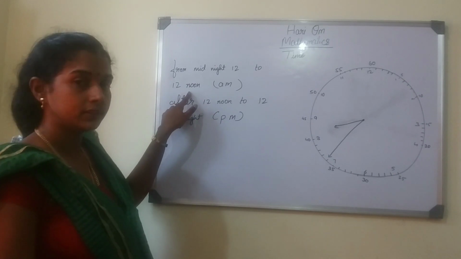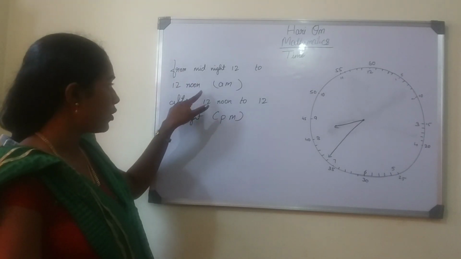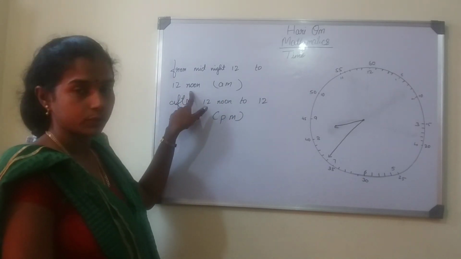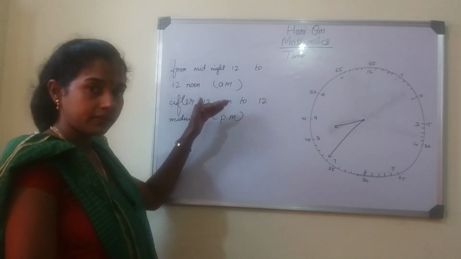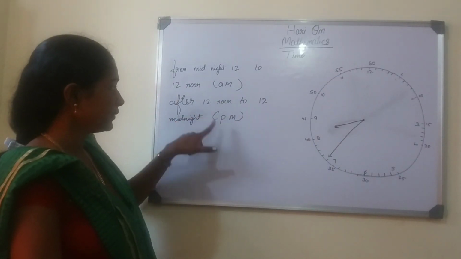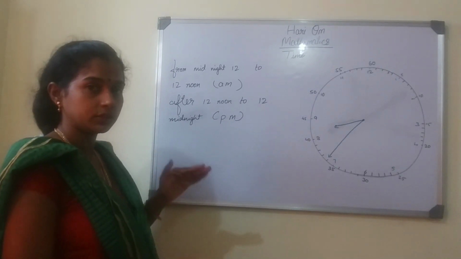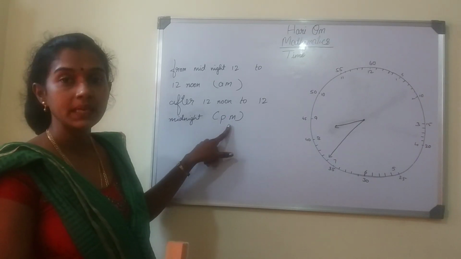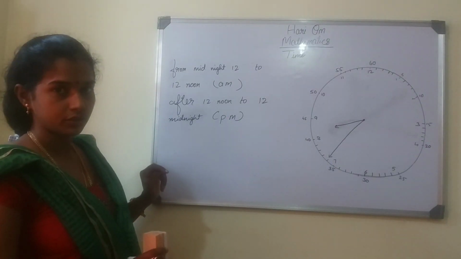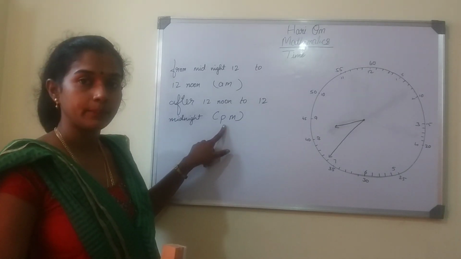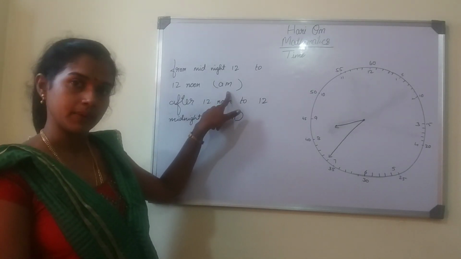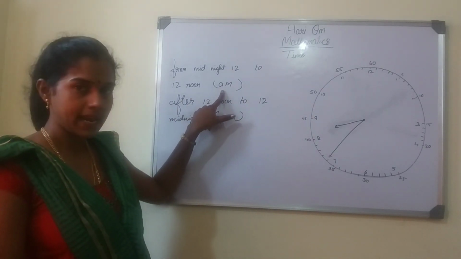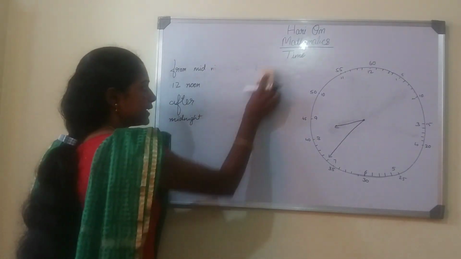So midnight to noon, that is morning. Midnight to morning 12 o'clock, that is morning 6 o'clock, 7, 8, 9 until 12 o'clock noon, it is AM. Afternoon, it is PM. So afternoon 12 o'clock 30 minutes, or 1 o'clock, 2 o'clock, all these are PM till midnight. Understood children? So night 8 o'clock is PM and morning 8 o'clock is AM. Now let us go for the exercise.